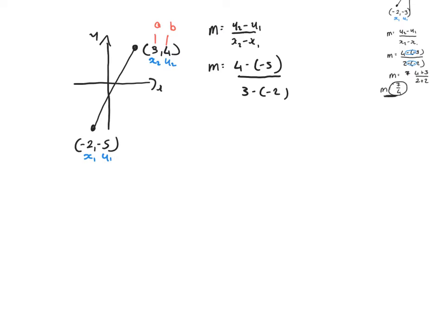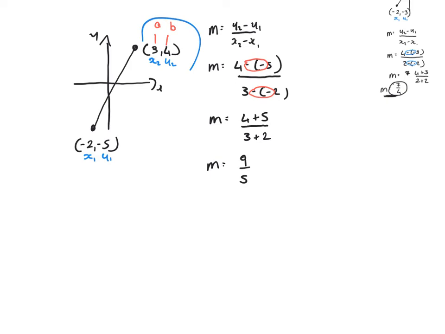The two negatives flush together become positives. 4 minus -5 is 4 plus 5. 3 minus -2 is 3 plus 2. 4 plus 5 is 9, and 3 plus 2 is 5. The gradient of the line is 9/5.